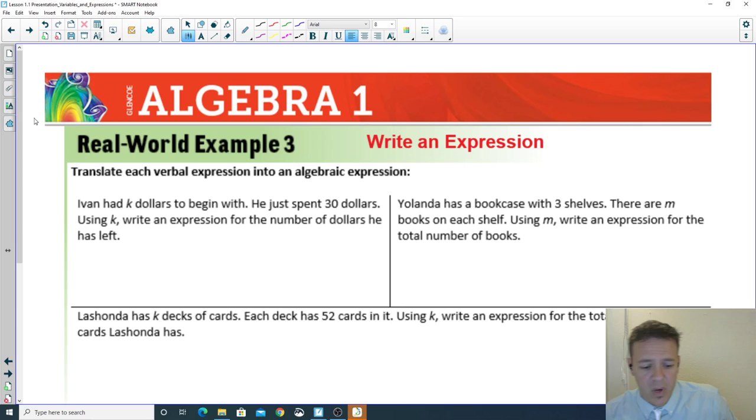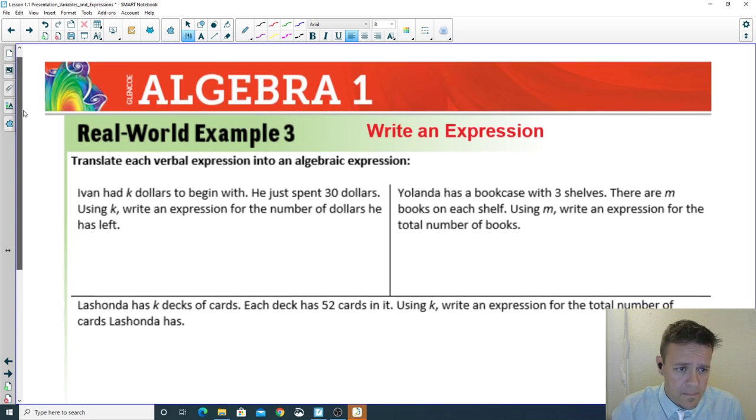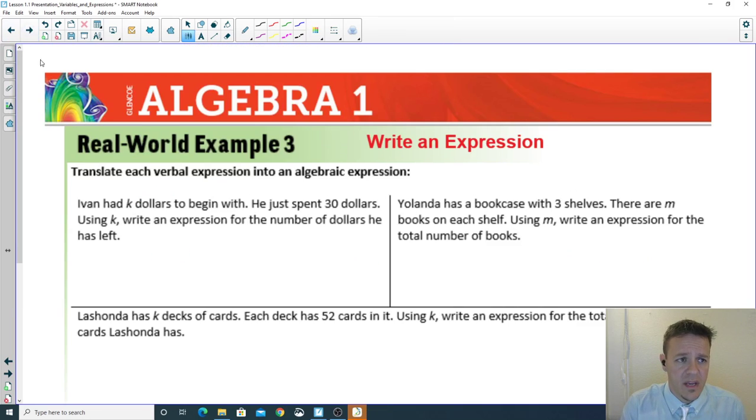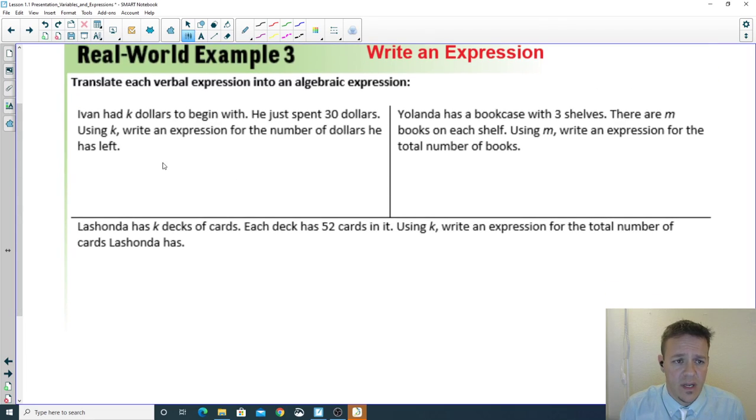Now we've got a couple of word problems. On the homework, you're going to have a couple of word problems that we'll assign through Alex or the book, depending on how your teacher does it, but it's simple, right? Ivan had K dollars. One thing I've always taught the students is as you see it, write it down. So Ivan had K dollars to begin with. He just spent 30. If you know you're spending money, that's going to be a negative number, so this would be the same as saying negative 30. Using K, write an expression for the number of dollars he has left. Simple enough, it'd be K minus 30.